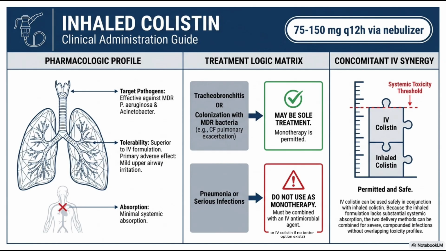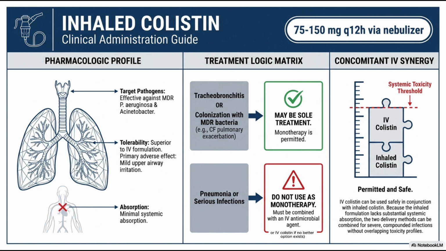But if the local concentration is so effective and it avoids all that systemic toxicity, I'm kind of stuck on why it isn't the standard for all severe pulmonary infections. I mean, why did the guidelines explicitly ban inhaled colistin as a monotherapy for pneumonia? Well, it really comes down to pharmacokinetics and spatial targeting. The protocols do allow inhaled colistin as the sole treatment for tracheobronchitis or for colonizations of multidrug-resistant bacteria. Like we see in pulmonary exacerbations of cystic fibrosis. Yeah, precisely. Because those infections are primarily localized to the bronchial surfaces, so the aerosolized particles easily achieve high concentrations right at the site of the infection.